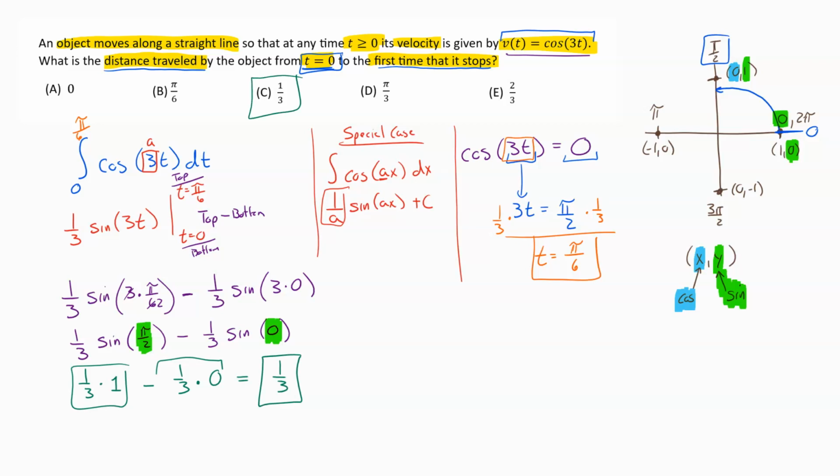So this would be option C. The key on this, again, was probably more unit circle based than actual calculus based, but whenever you want to get the total distance traveled, you're going to be taking the antiderivative of that velocity equation.